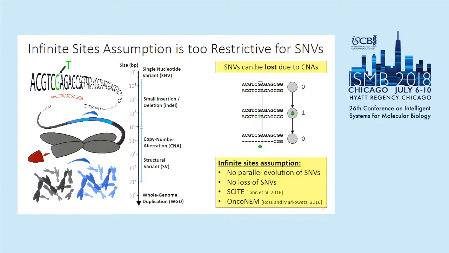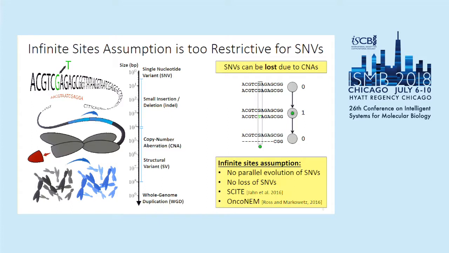So current work, especially in bulk sequencing, but also in single cell, makes the infinite sites assumption. In the infinite sites assumption, essentially what it boils down to is that there's no homoplasy. That's a very fancy term. Essentially it means two different things. First of all, if you look at an individual SNV, you can trace it back to a single cell where that SNV was introduced. So that means that there's no parallel evolution.